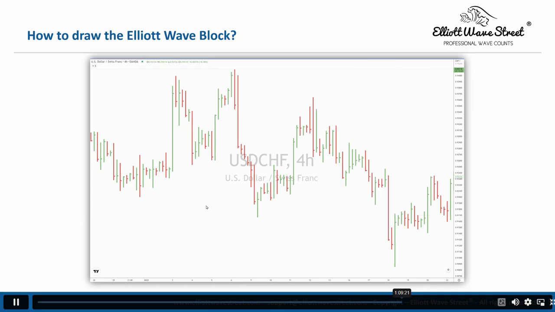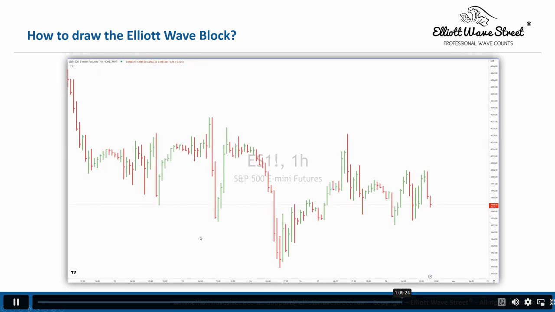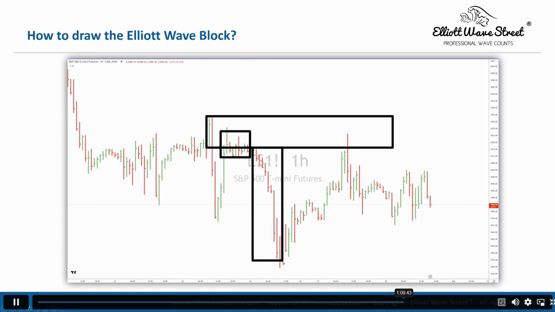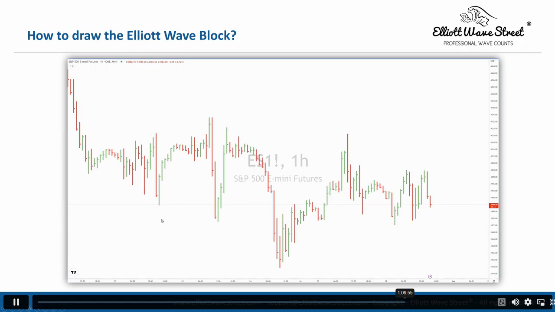Let's have a look at another example. The S&P. You're going to start seeing all these Elliott wave blocks everywhere. So look at this example here. We have these as our Elliott wave block. Price moves far, returns, rejects. Moves far, returns, rejects. That's easy, right? It's extremely easy. It's extremely objective. Of course, then we can add the wave count and we can add the bias.